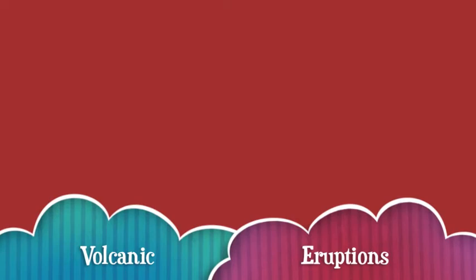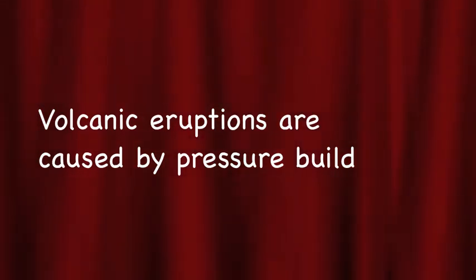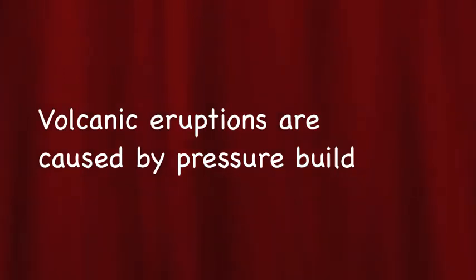Volcanic eruptions are caused by pressure buildup underneath the surface of the earth. When pressure builds up, magma, molten rock, is forced out of the opening in the volcano called the vent. Once the magma reaches the surface, it is called lava. When the magma reaches the Earth's surface, the water and gases suddenly expand and erupt violently.